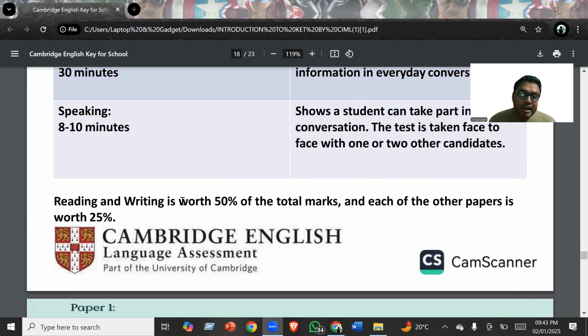Now, reading and writing is worth 50%. So 50% of the marks will be carried by reading and writing, and the rest of the parts, that means your listening and speaking, will carry 25% each. So reading and writing will cover half of the portions, and speaking and listening will cover 25% each.